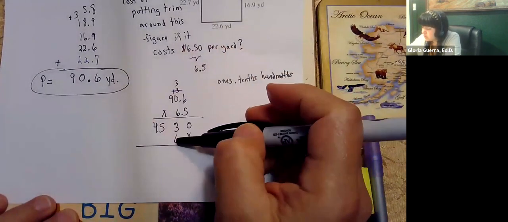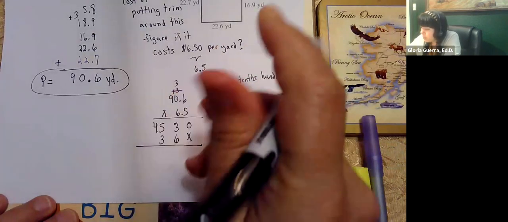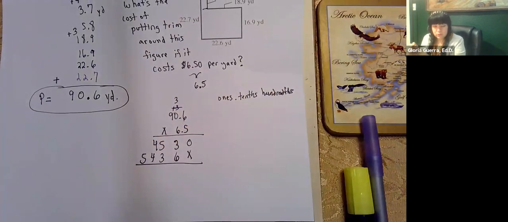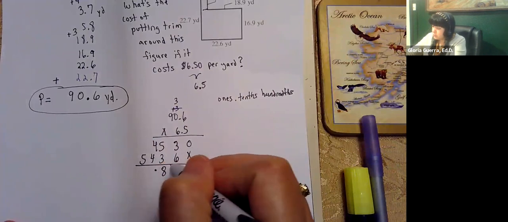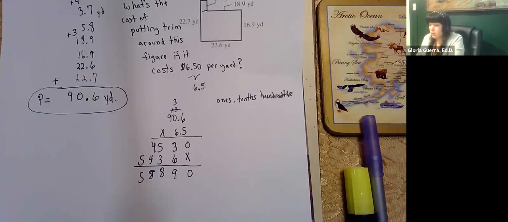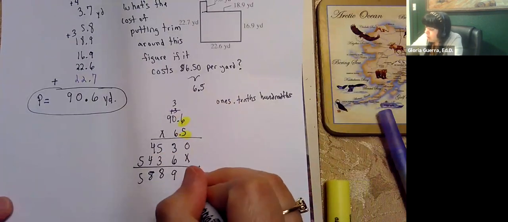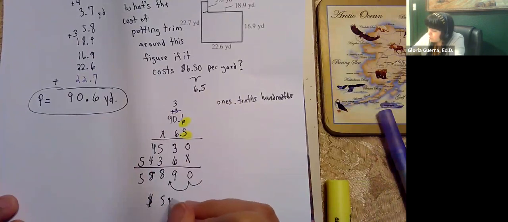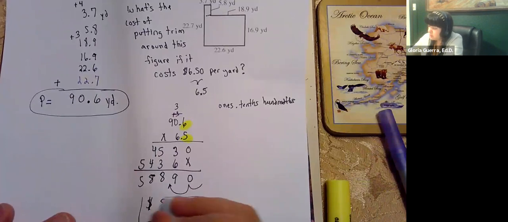Over that 0. So 6 times 6 is 36, carry the 3, and then 6 times 0, any number times 0 is 0, plus 3. And then 9 times 6, which is 54. Okay. So then when we add everything up, this is 0, 9, 8. And then another 8, 4 and 4 is 8. And then 5. Okay, and if I count my decimal moves, 2 and zeros. So it looks like we have a total of 588.90. That's going to be the cost of the trim.